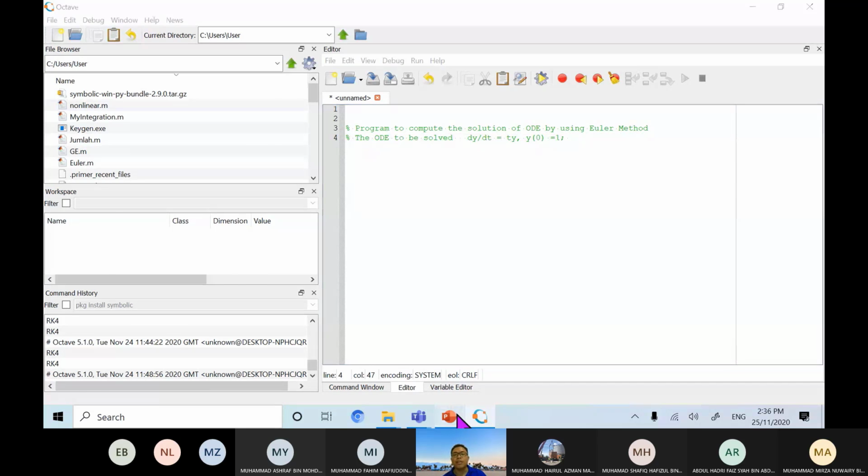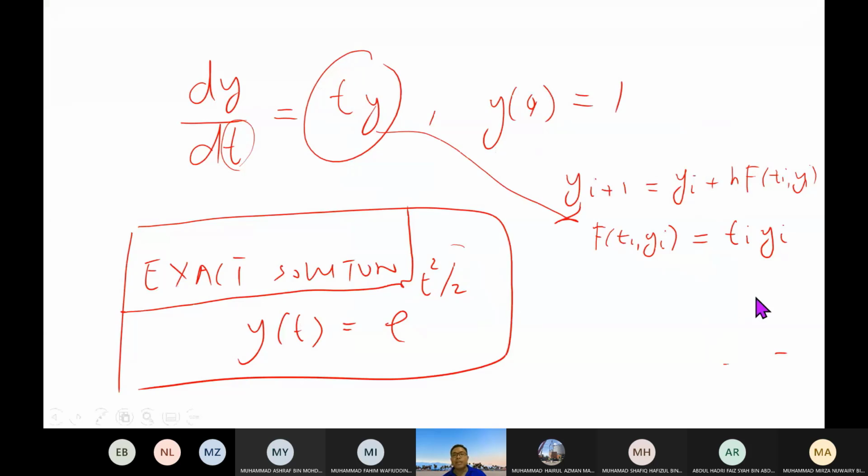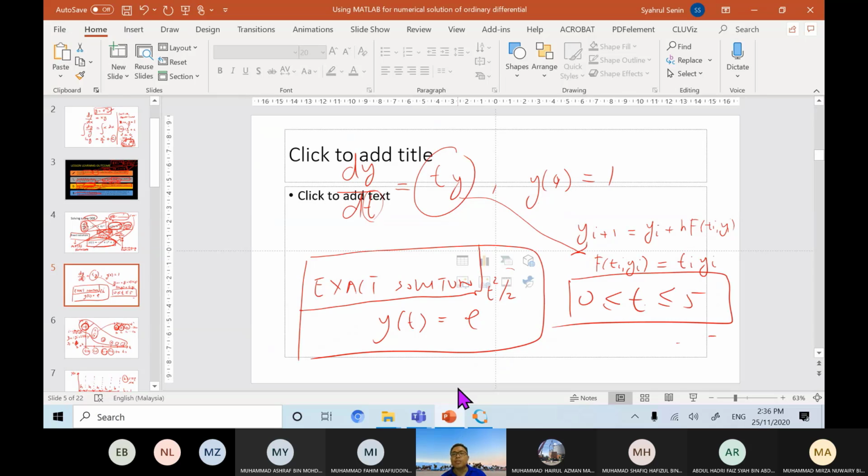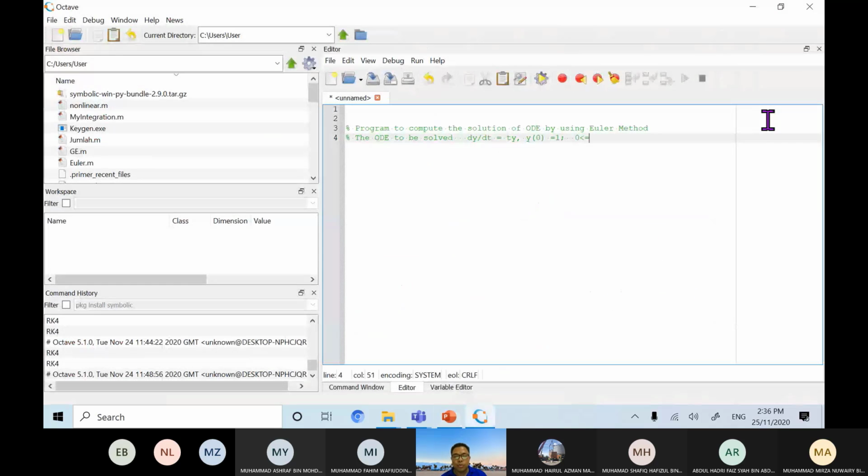Saya lupa pasal dia punya range tadi. Lupa saya nak beritahu range. Range will be the same range lah. T from 0 until 5. Saya lupa nak letak range. So the range will be from 0 until 5.